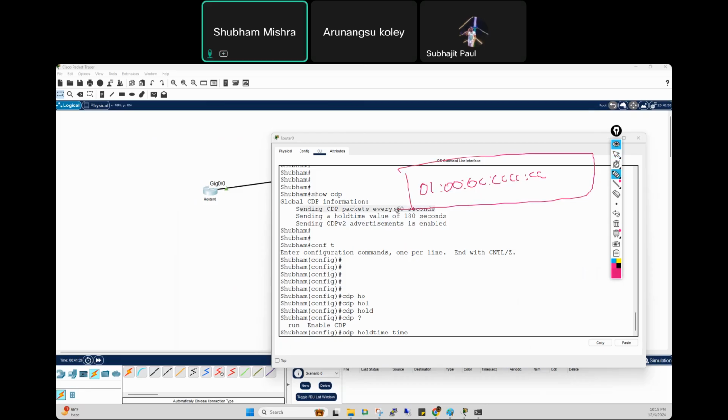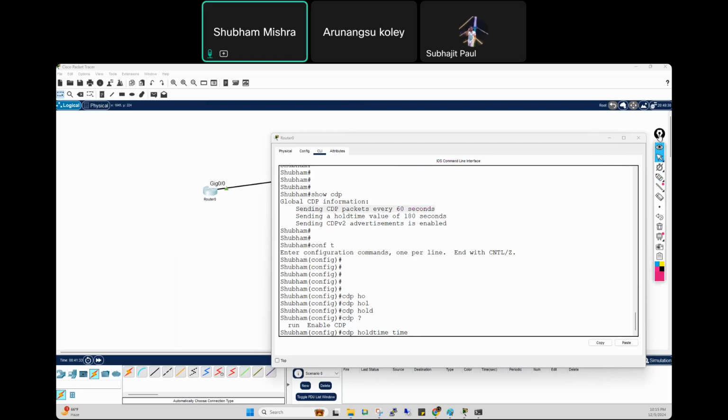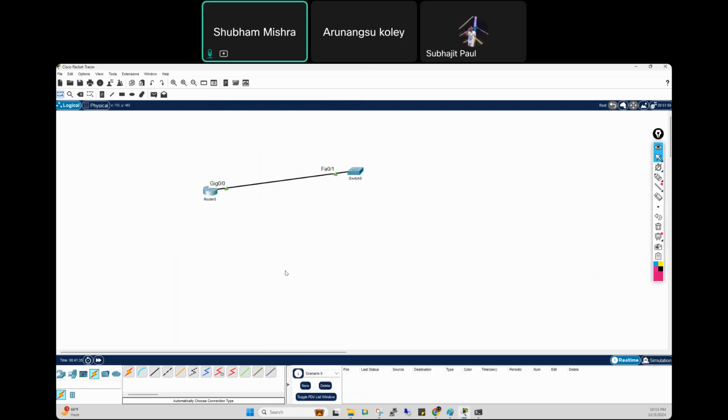Understand, guys? Is this clear na? Multicast MAC address. Yes, CDP uses the multicast MAC address.